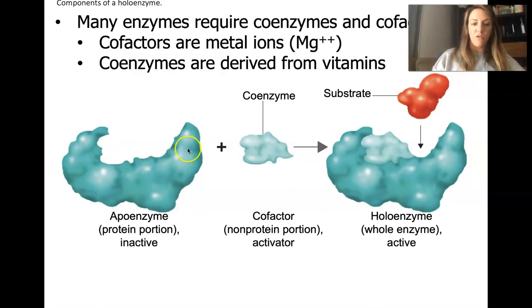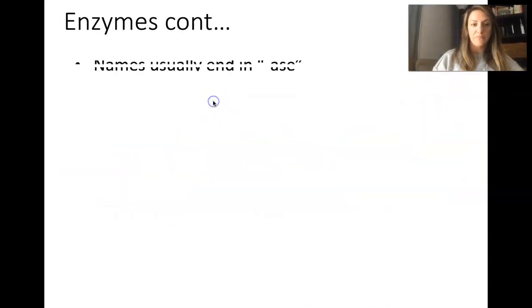Okay, and so some of these things, like here's something called an apoenzyme. This protein portion is inactive until it's bound by its cofactor here. And then our substrate can bind to the active site here and allow that reaction to occur. Okay, so enzyme names usually end in ASE or ACE. So you can hear about helicase, polymerase. These are all ASEs. So you know ASE is going to be an enzyme.